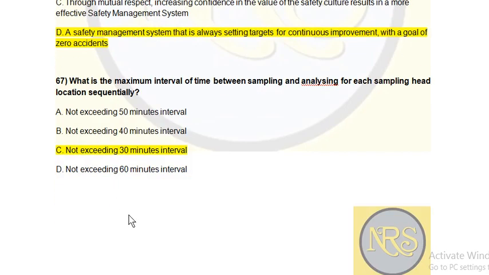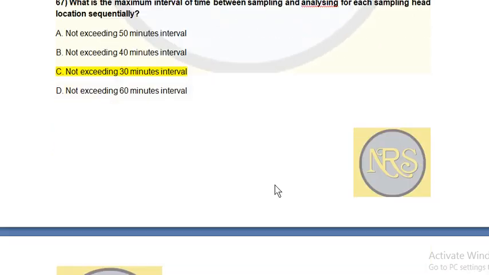Question number 67. What is the maximum interval of time between sampling and analyzing for each sampling head location sequentially? Option A, not exceeding 15 minutes interval. Option B, not exceeding 40 minutes interval. Option C, not exceeding 30 minutes interval. Option D, not exceeding 60 minutes interval. The correct answer is option C, not exceeding 30 minutes interval.